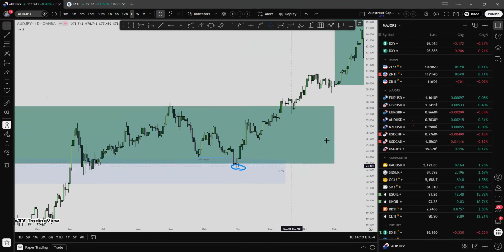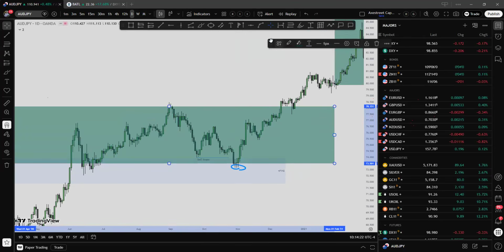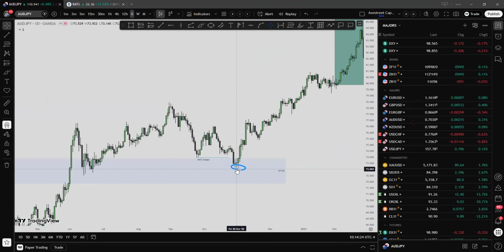Sell stops has been taken, right? Let me just delete the block. Sell stops has been taken down here, right? And what did we do? We created a new dealing range. We created a new dealing range on the daily time frame.